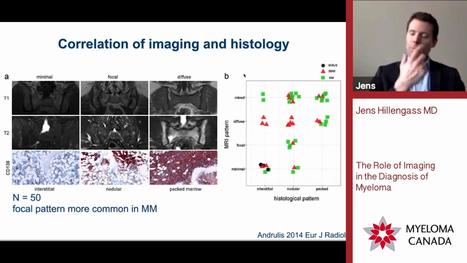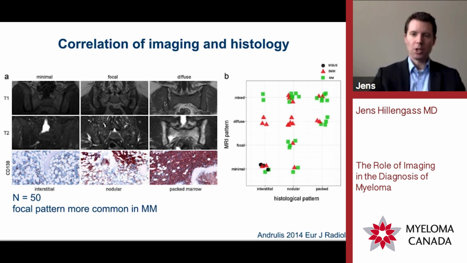We looked into the bone marrow and compared the MRI findings, meaning the diffuse and the focal part, with what we found in the histology when we did a bone marrow biopsy of the pelvis, and actually we found a correlation. Patients who had focal lesions in the bone marrow in the MRI also had a rather nodular infiltration. Those red cells are the plasma cells infiltrating the bone marrow.